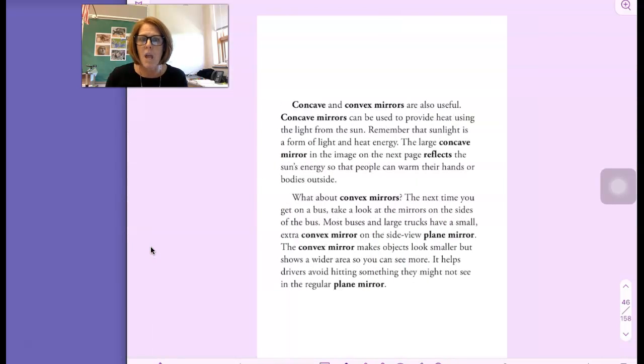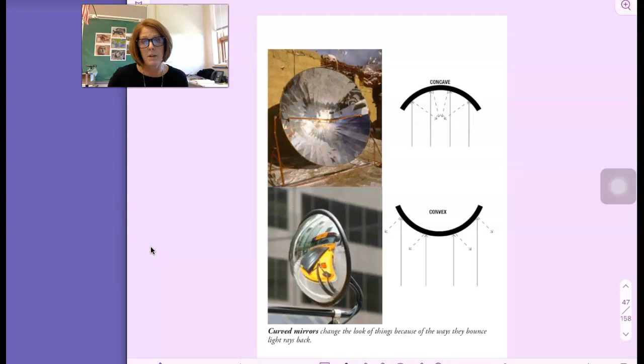Interesting. What about convex mirrors? The next time you get on a bus, take a look at the mirrors on the sides of the bus or your parents' car. Most buses and large trucks have a small extra convex mirror on the side view plane mirror. The convex mirror makes objects look smaller but shows a wider area so you can see more. It helps drivers avoid hitting something they might not see in the regular plane mirror. So there are the two different types of mirrors and how they can help.